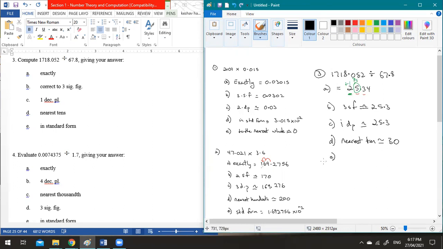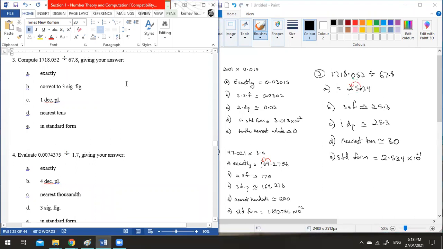E, standard form. Just erase all of these things here. So standard form, we'll move the decimal place one spot to the left to make it a number between 1 and 10. So we get 2.534 multiplied by 10. We went one space, so we put the value 1. It was moved to the left, so we put the positive sign. And that's the answer for that.